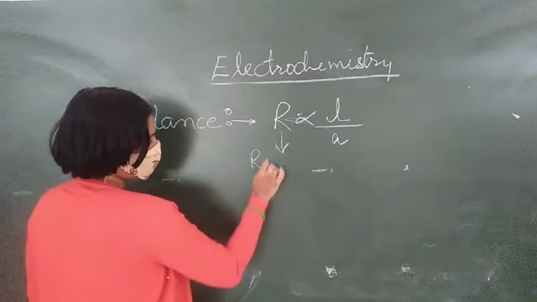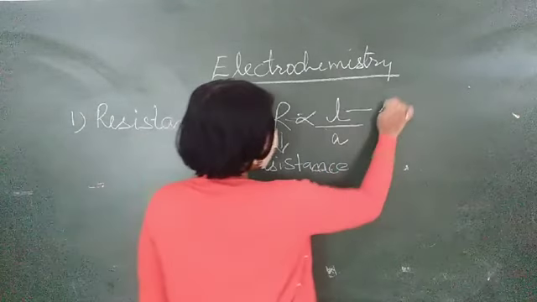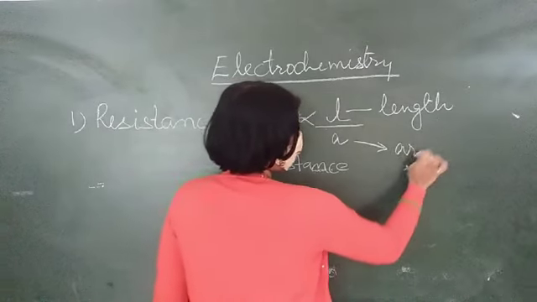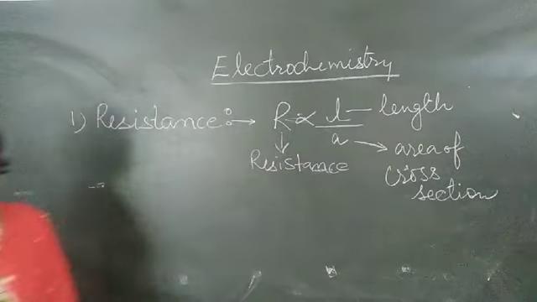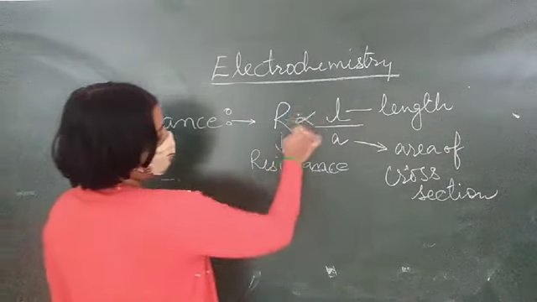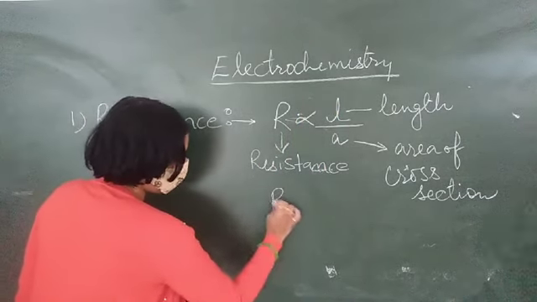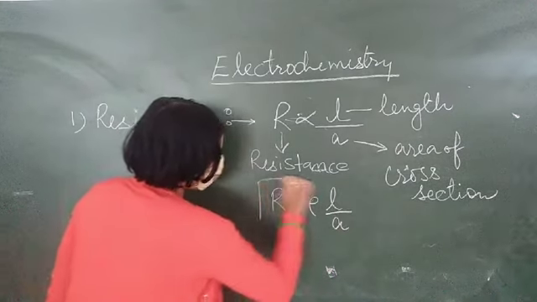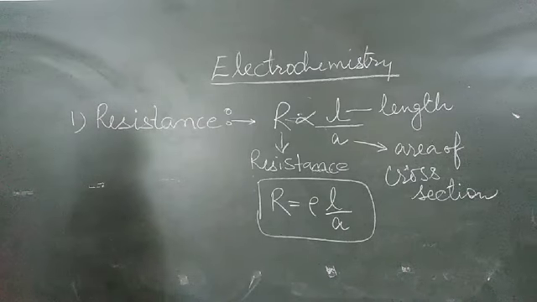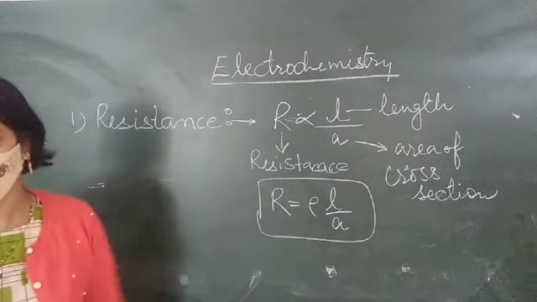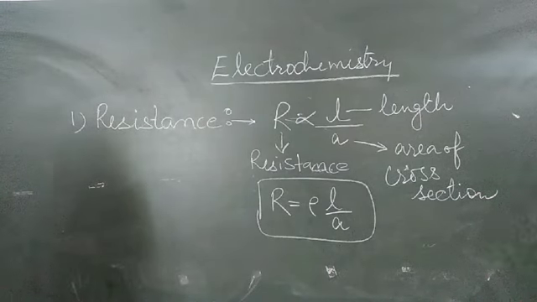So this is resistance, this is length, and this is area of cross section. Now if we remove the proportionality constant, R is equal to rho L upon A. By the help of this formula we can find the value of the resistance. That rho is a Greek letter and is the constant of proportionality, and it is called specific resistance or resistivity.